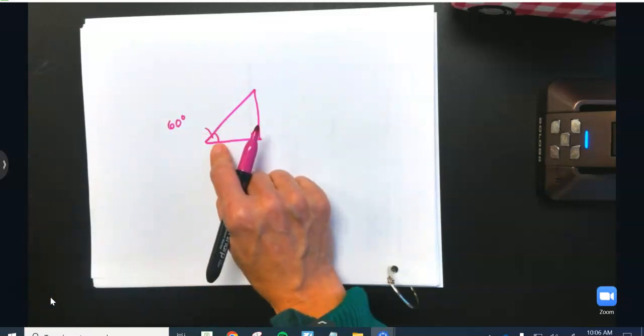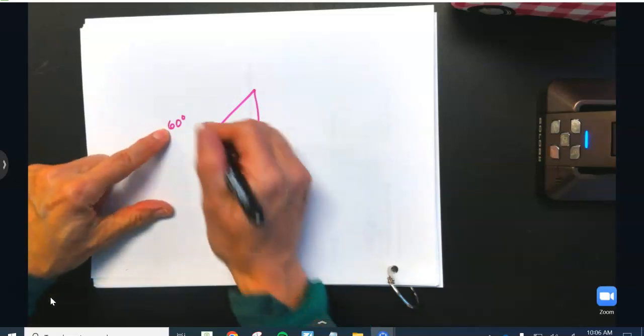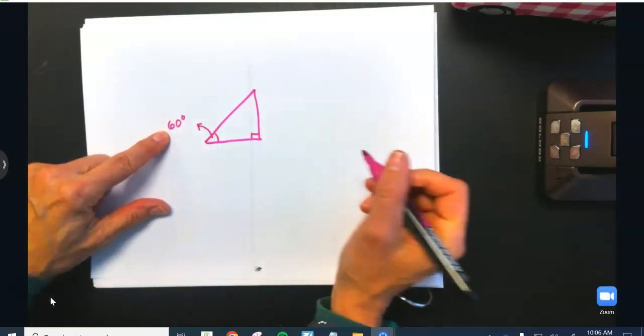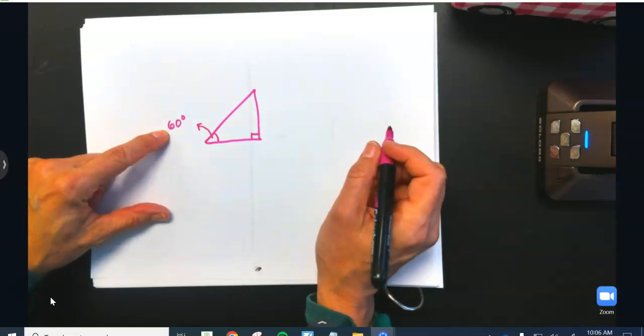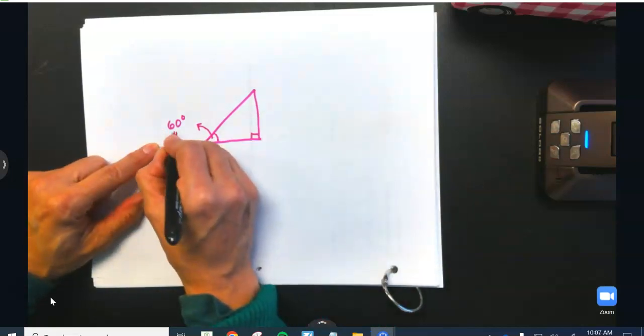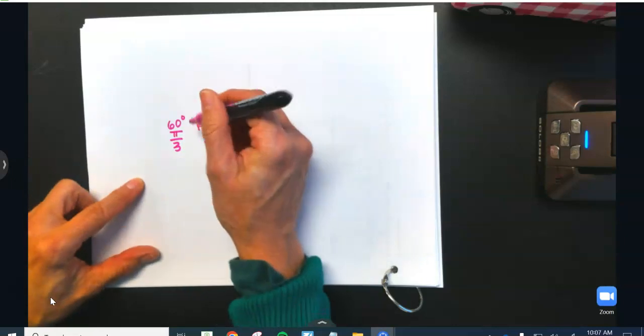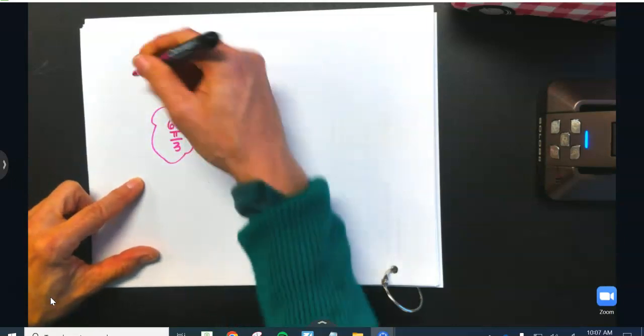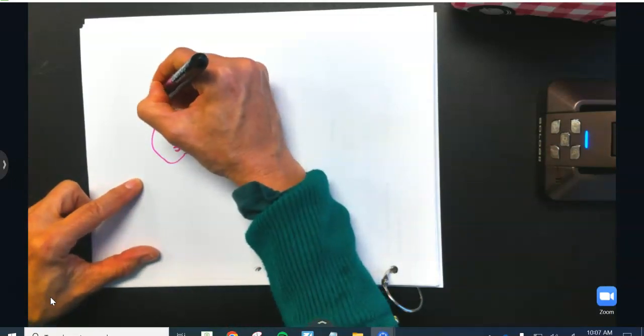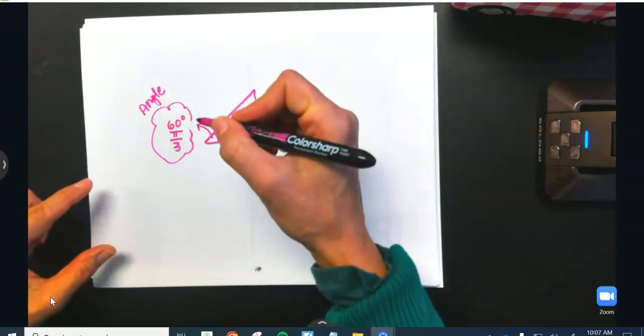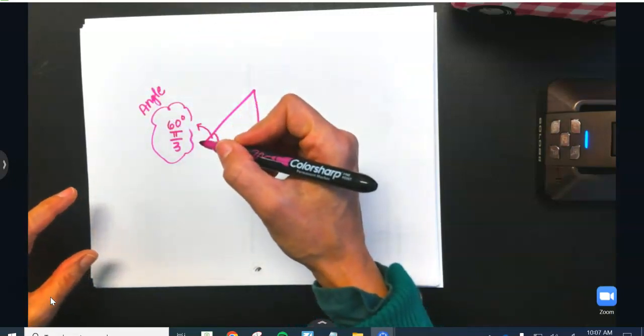By the way, it's on a unit circle. So if that's 60 degrees, then what's the radians? Pi over 3. Okay, so remember, these are angle measures.